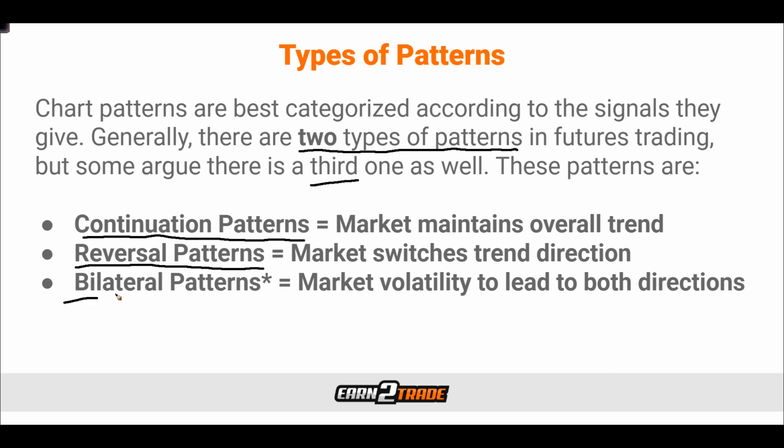And then the third category, that is a little bit more controversial, would be the bilateral patterns category. The bilateral patterns category implies that when these patterns arise, we may see market volatility increase in such a way that we may see price go both directions a great deal. Now we're going to go ahead and move over to some on-screen examples of some of the most commonly accepted and recognized chart patterns out there.